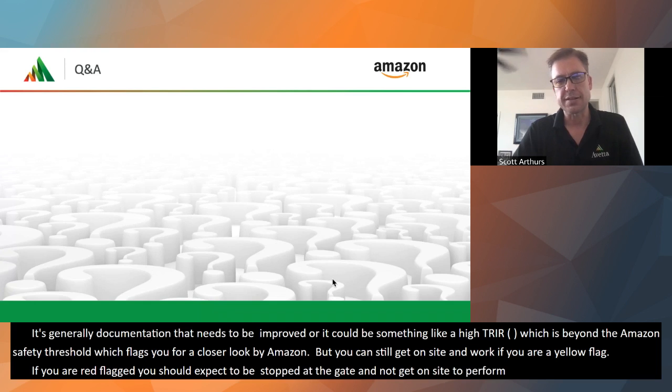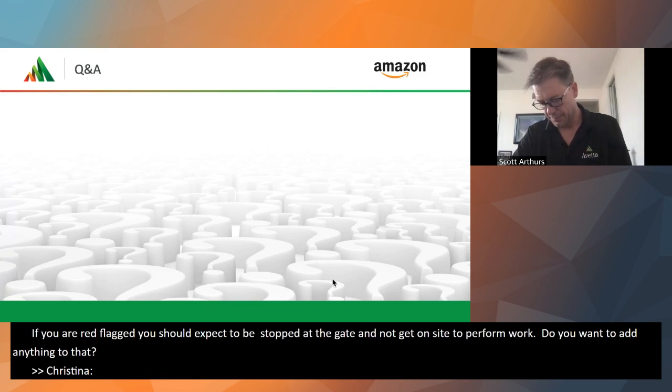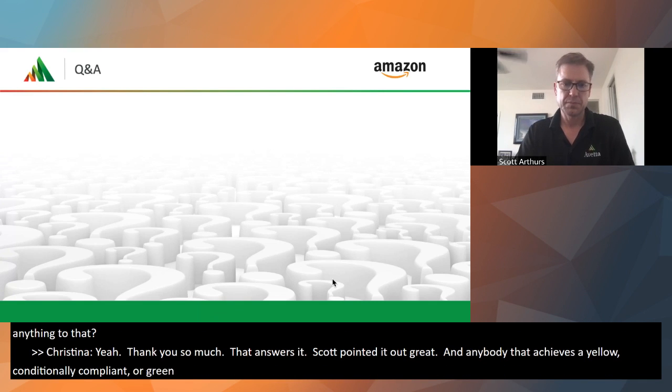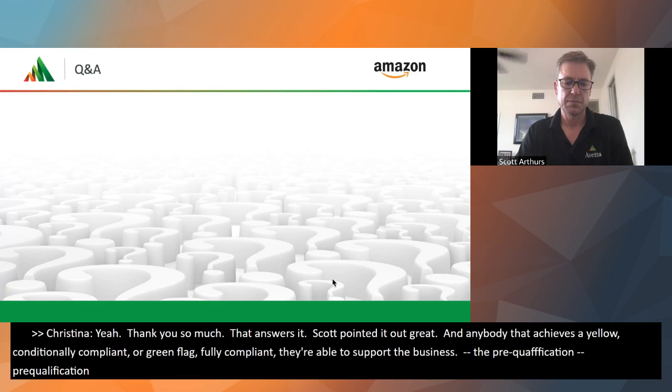Did you want to add anything to that? Yes, thank you so much. That does answer it. And as Scott pointed out, anybody that achieves a yellow conditionally compliant or green flag, which is fully compliant, they are able to support the business. My name is Punrita. I'm WHS Prequalification Manager with Amazon, and I'm confirming this to you based on our policies and procedures that if you have a yellow flag or a green flag, you're still able to support the business.